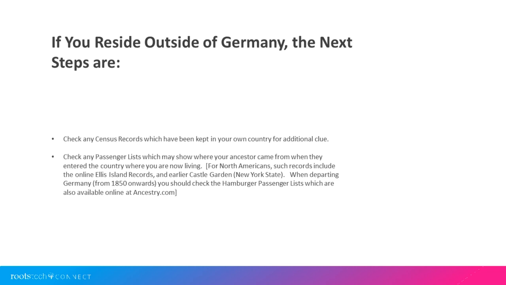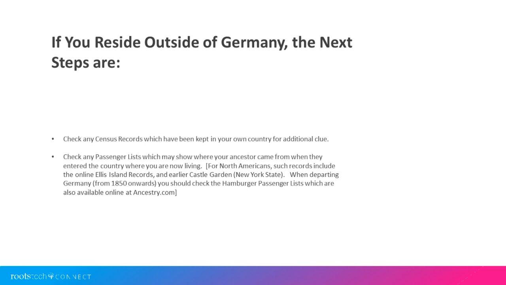Check any passenger lists, which may show where your ancestor came from when they entered the country where you are now living. For North Americans, an example would be records such as the online Ellis Island records, and earlier than that, the Castle Garden online records, which were kept by the state of New York. Additionally, in the United States, passenger records of people coming into the country were kept in Baltimore, Philadelphia, Boston, New Orleans, and so forth. And it's the same in South America and other places.